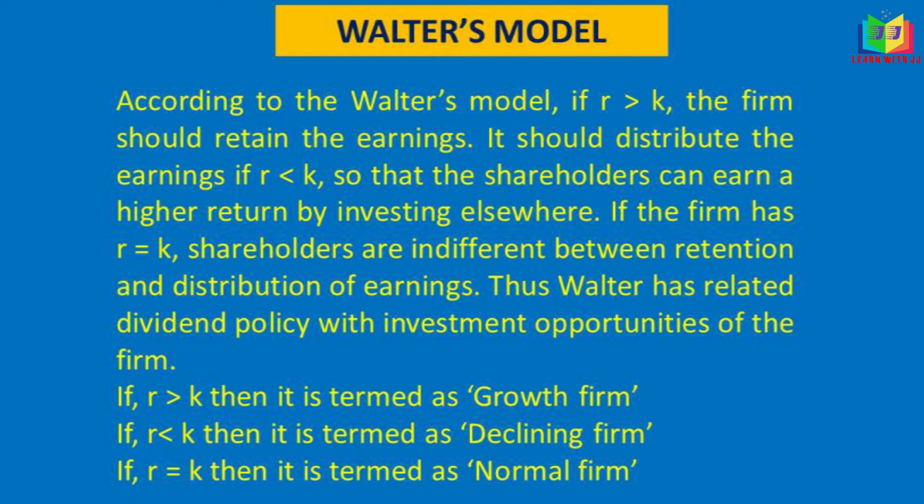Once again I'll repeat, if R is greater than K, it is said to be a growth firm. In that case the firm has to retain the profit. If R is lesser than K, the firm is said to be a declining firm, and the firm has to distribute the profit as dividend to the shareholders so that they can invest in other securities. And if R is equal to K, then it is said to be a normal firm.